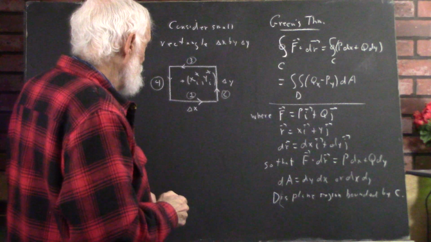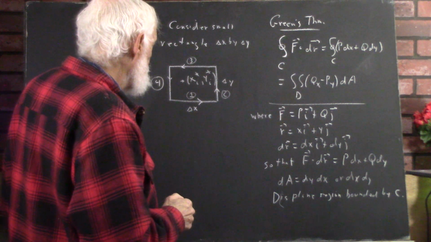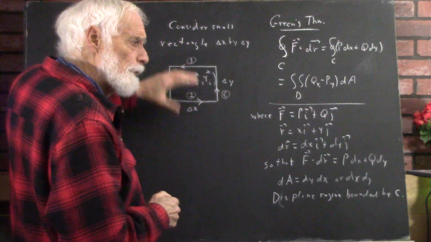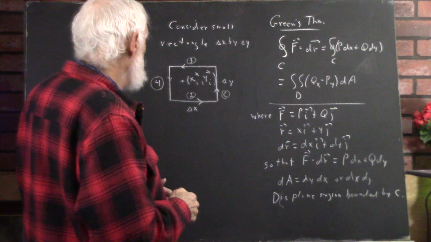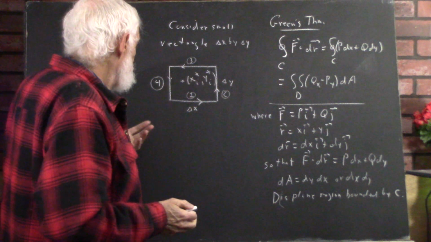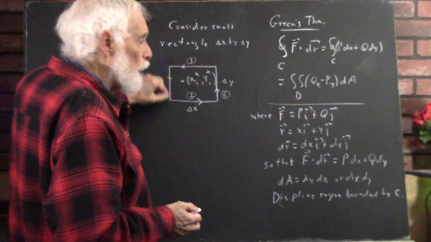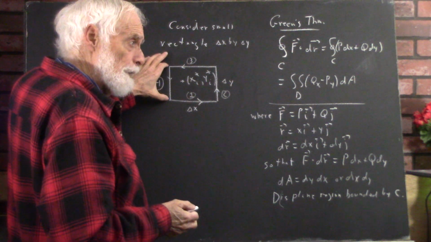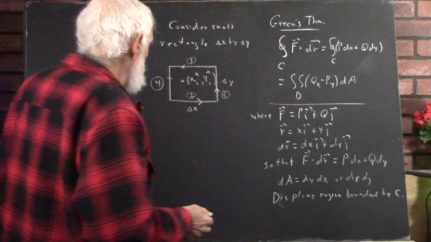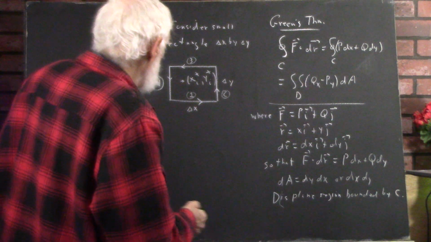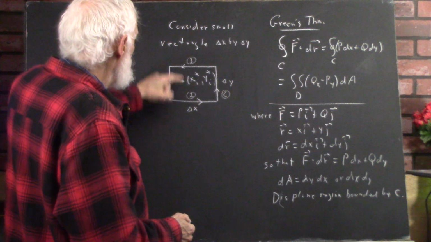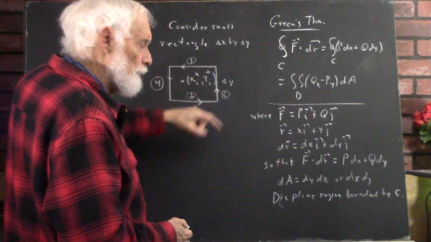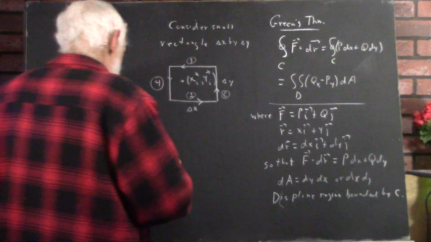Very little difference between this, because if your function is continuous and continuously differentiable, there isn't enough delta y to give you a big difference between here and here. So intuitively this should be obvious. The function is almost the same at every point of this path as it is at points on this path.